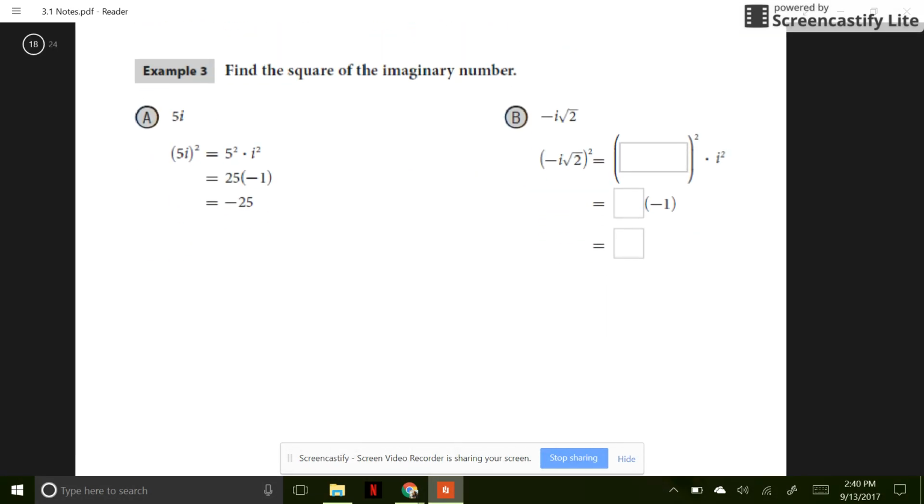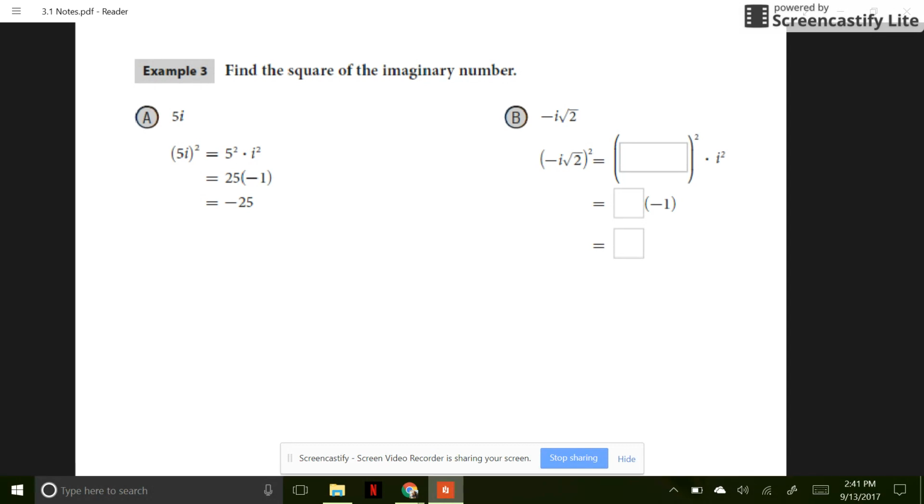So if we want to find the square of the imaginary number, we have to break it apart. If we want to take 5i squared, that means we need to take 5 squared, and we need to take i squared and then multiply them. So 5 squared is 25, and i squared is -1. Multiply those to get -25.